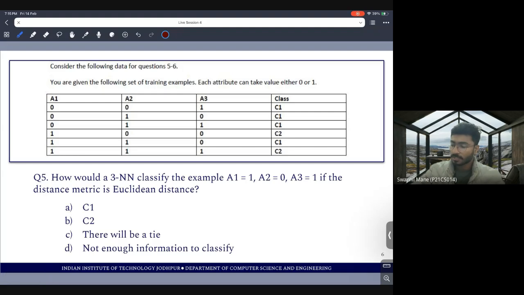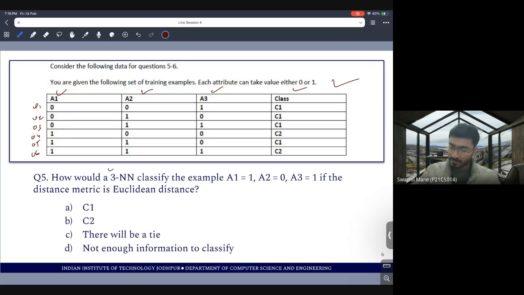Okay, this is also a simple question. We need to solve it by the Euclidean distance. Intuitively you can find it, but it needs to be solved by calculating the Euclidean distance. It's related to the KNN algorithm, the KNN classification model. So this training data has been given, right? This is attribute 1, attribute 2, attribute 3, and the target classes. Object 1, object 2, object 3, object 4, object 5, object 6 have been given. So considering this training data, you have to solve this question.